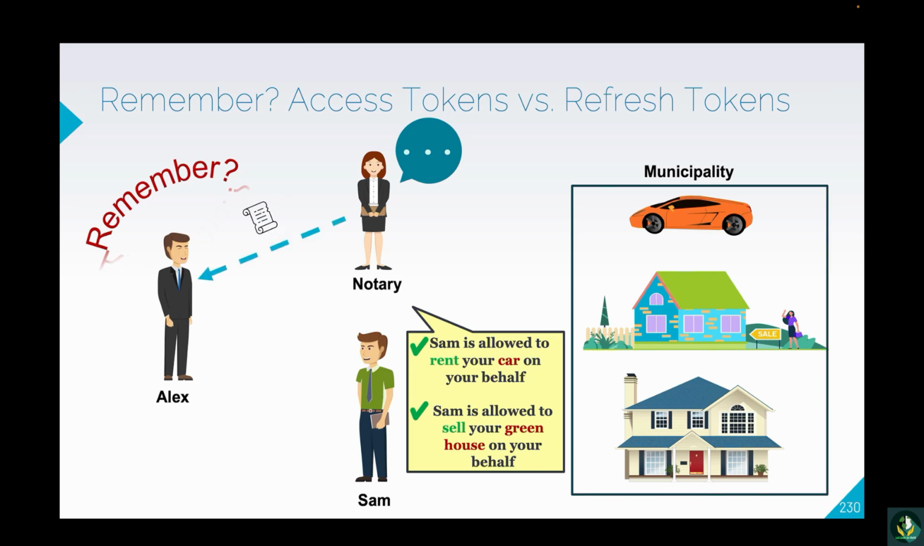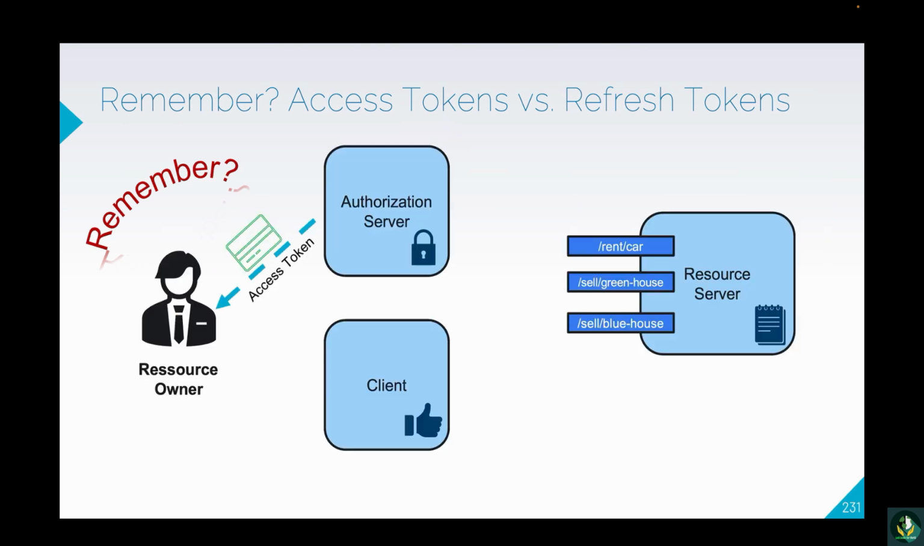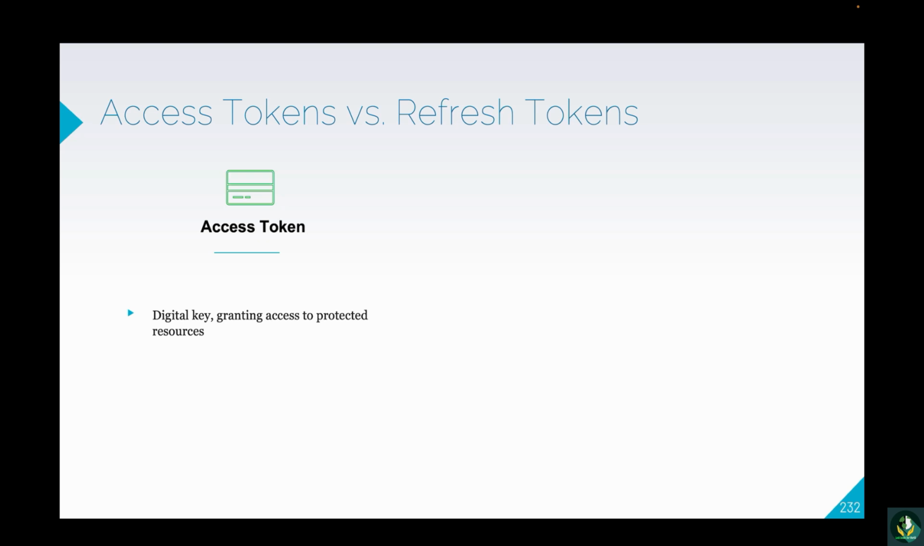Remember in our scenario when the notary gave Alex the notarized declaration for Sam? This was a form of delegation, allowing Sam to perform specific actions on some of Alex's resources on his behalf. That notarized declaration acts similarly to an OAuth access token, with the specific actions and resources described as scopes defined within the token. An access token is essentially a digital key that grants access to protected resources. It's composed of random characters, strings, and numbers.